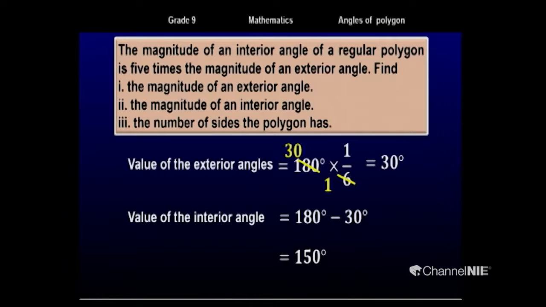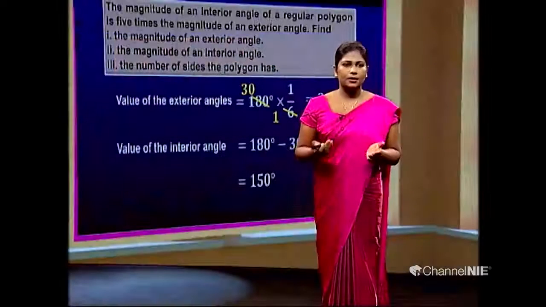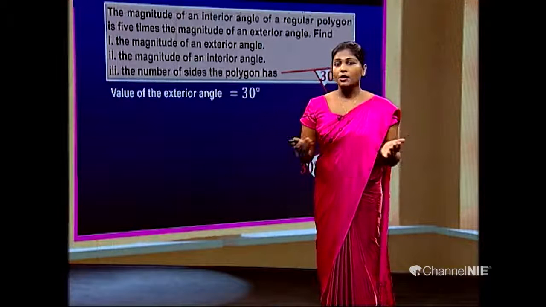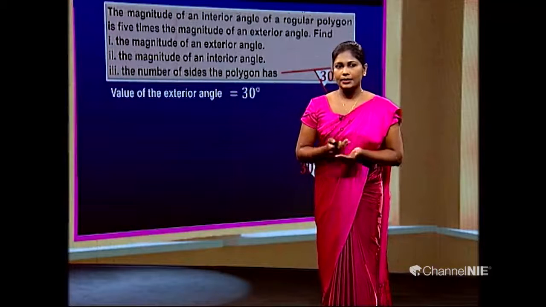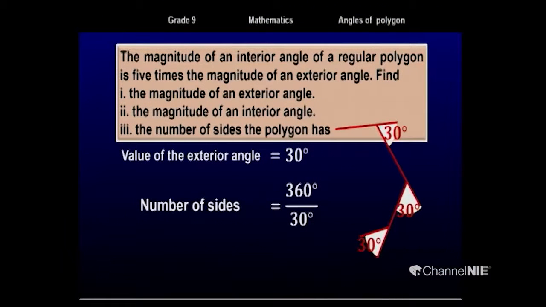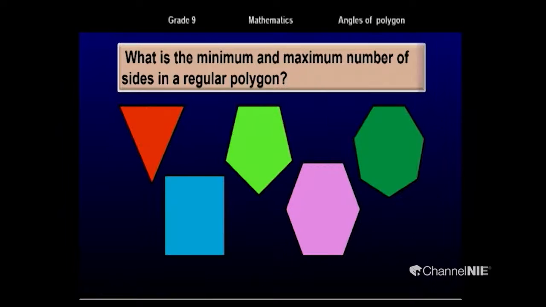Now for the third question, they ask about the number of sides the polygon has. We know this is a regular polygon, all the angles are equal, all the sides are equal. Then you can substitute the value of the exterior angle, 30. The number of sides is equal to 360 divided by 30 degrees, that means 12 sides. The number of sides is equal to 12.